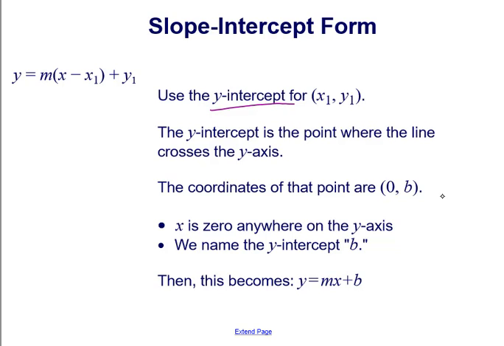And if we substitute in x1 is 0, then x minus x1 is just x, and then the y1 would be b. So our equation becomes y equals mx plus b, which is the most popular way of seeing slope-intercept form.